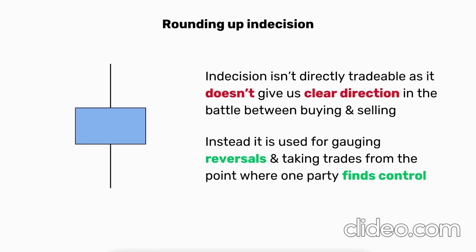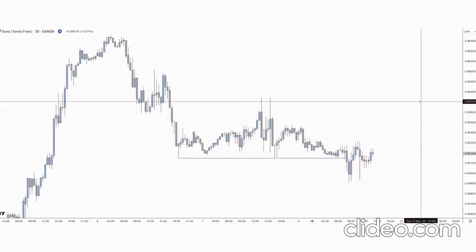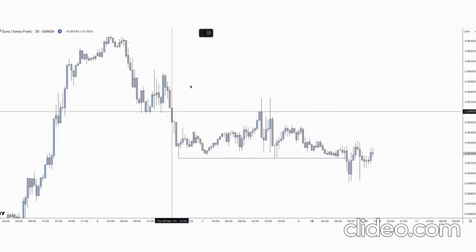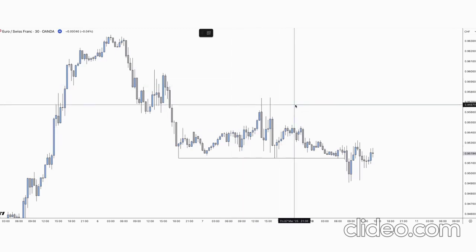So to round up indecision, it's not directly tradable as it doesn't give us clear direction from buyers or sellers, but instead it is used for gauging reversals and also taking trades from the point where one party finds control. So now it's time to use what we've learned in the first section of this video to actually bring it into real markets and look at some context in real charts.